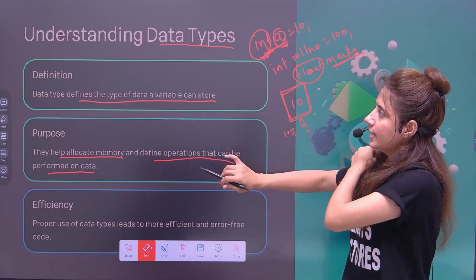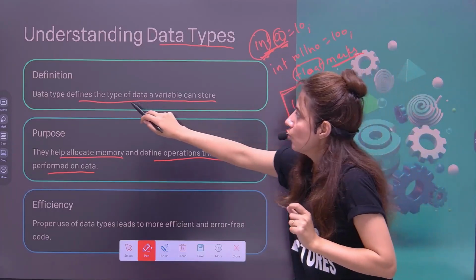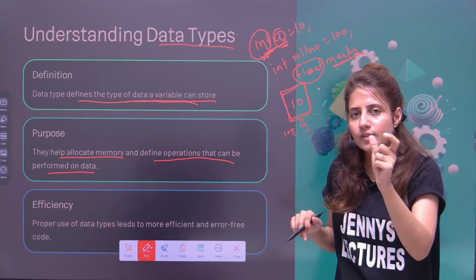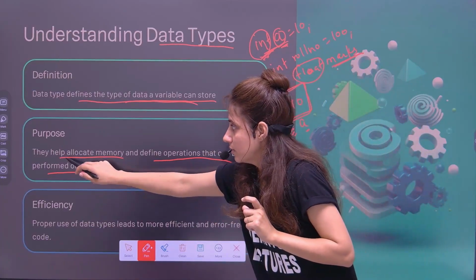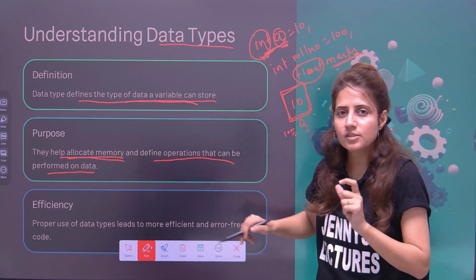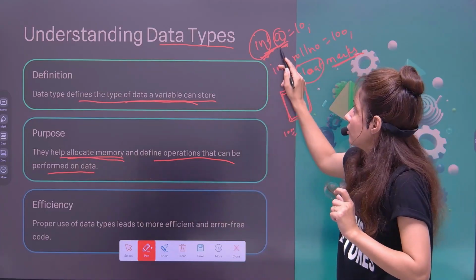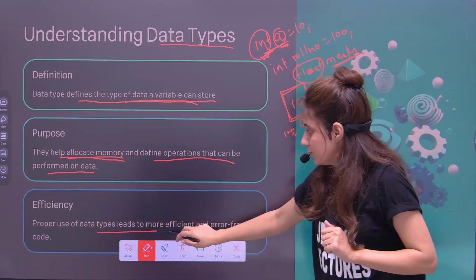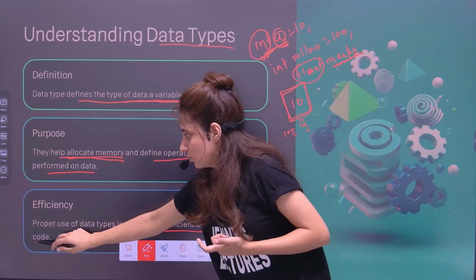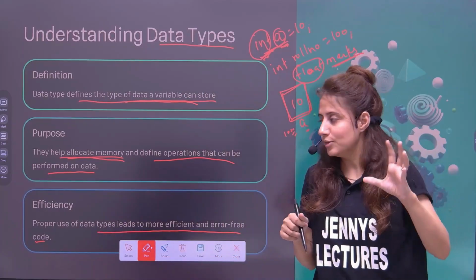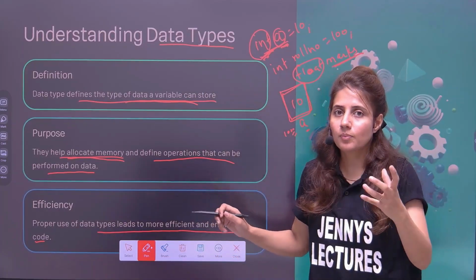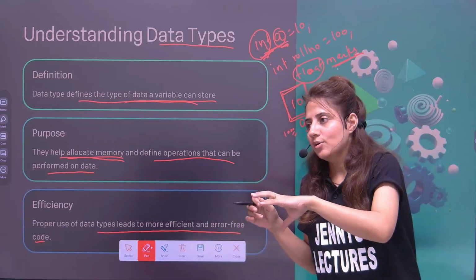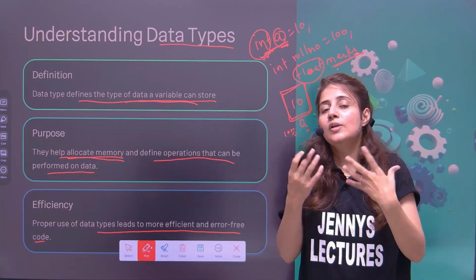So a data type basically determines, first, what type of data a variable can store, and second, the size of that variable, or how much memory would be allocated to that variable. Proper use of data types leads to more efficient and error-free code. So we have to use these data types properly. I'll show you that if you use a different kind of data type and store different kind of data in it, then you will get an error.